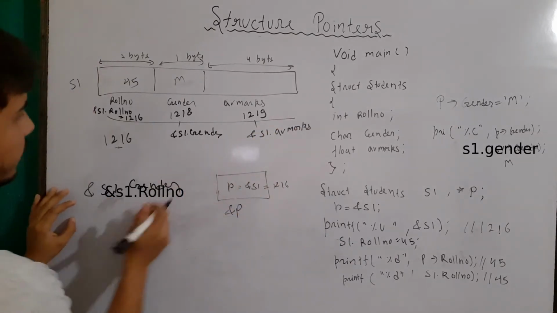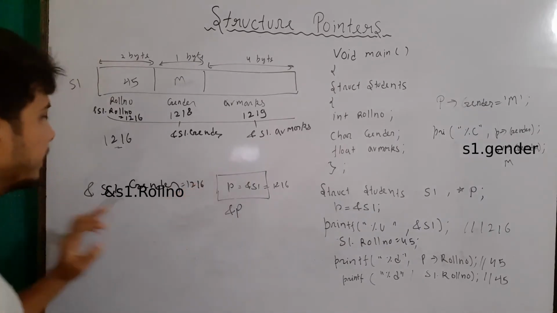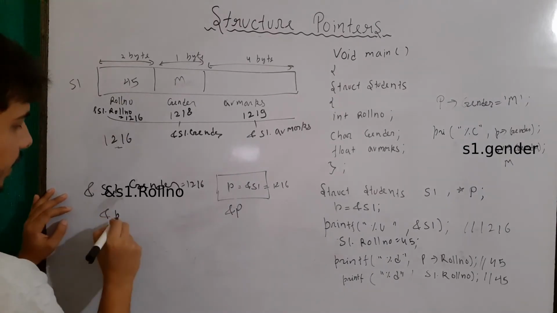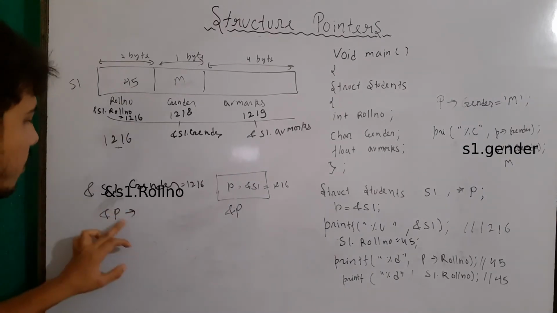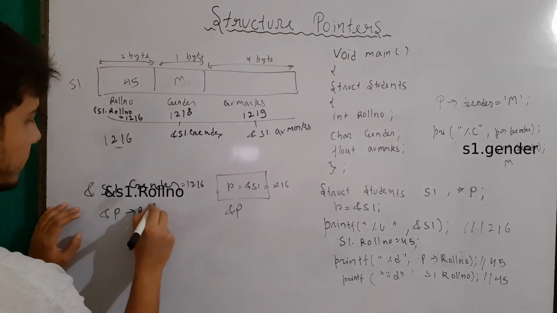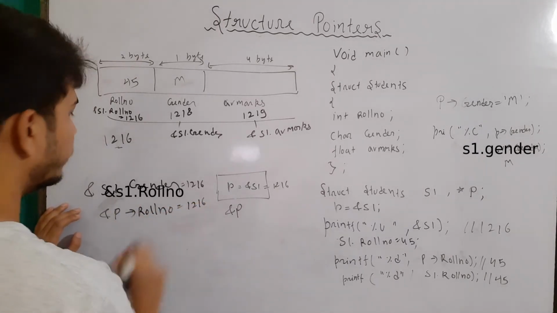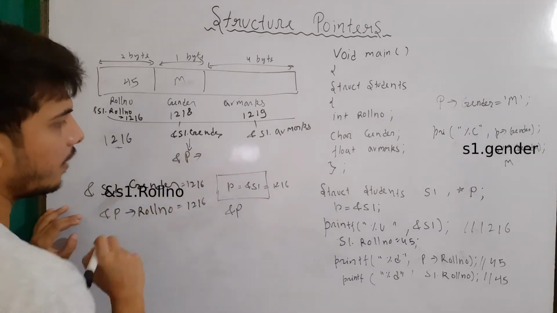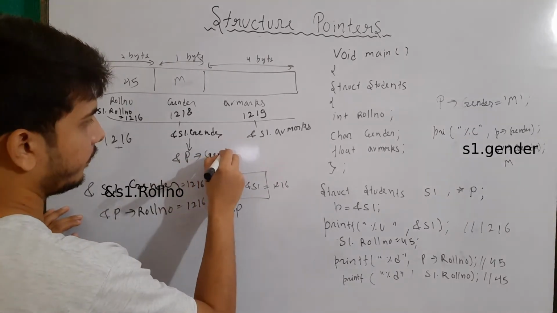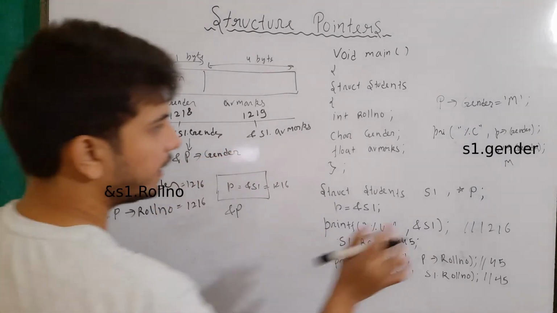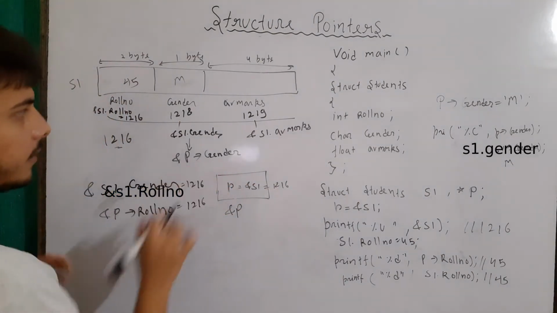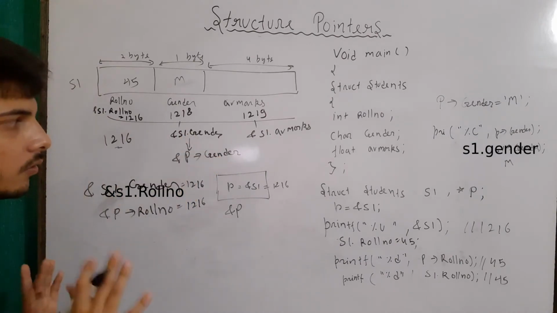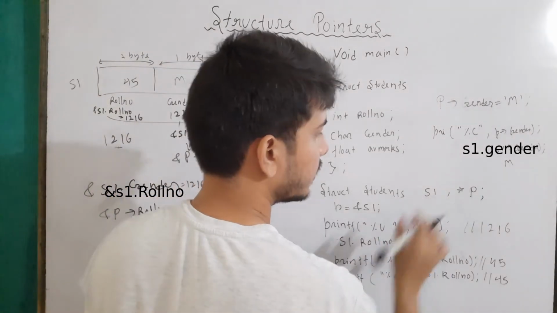So this will give us output as 1216, and the same address can be accessed by our pointer variable using &p arrow roll number. It will also give us the output 1216. Similarly, this will be equal to &p arrow gender. The only difference is that in the case of pointer variables we use the arrow operator, and in the case of normal variables like S1 we use the dot operator. So keep this in mind whenever you are using a structure pointer variable.